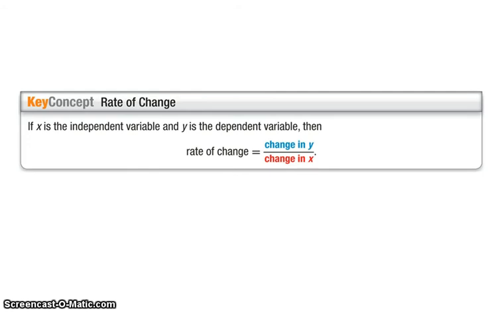Okay, rate of change. If x is the independent variable and y is the dependent variable, then the rate of change is equal to the change in y over the change in x. Now, again, that should be a little familiar to you. Change in y over the change in x. Y will always be in the numerator. X will always be in the denominator. So we're going to talk about how to find the changes in y and how to find the changes in x so that you can write a ratio.